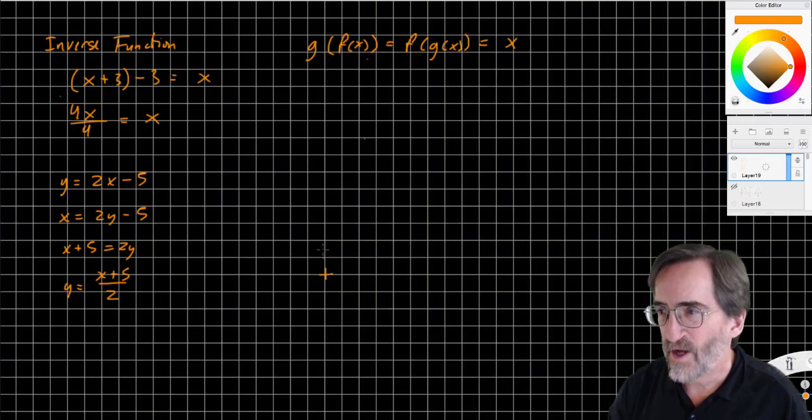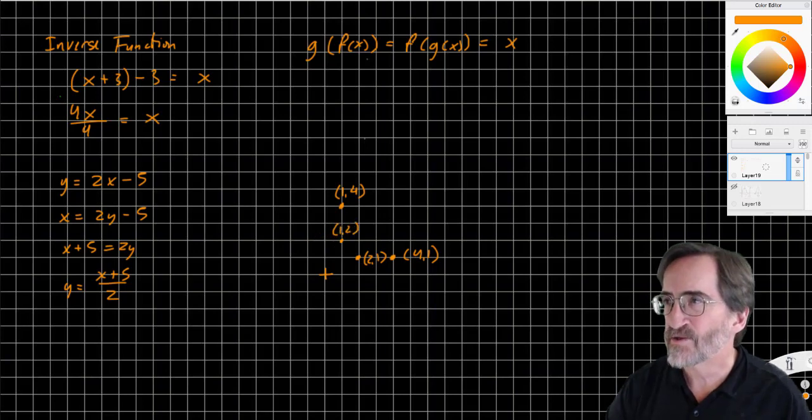So x and y change. If I have the point (4, 1), then the inverse of the point (4, 1) is the point (1, 4), because the x and the y are switched. If I have the point (2, 1), then the inverse of (2, 1) is the point (1, 2).